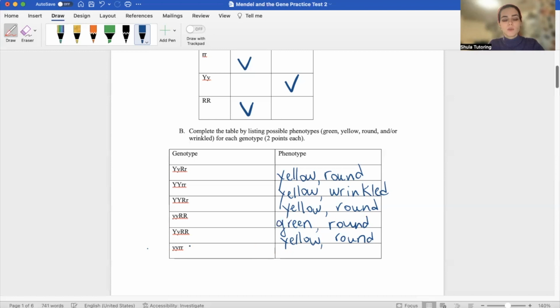And finally, we have a completely homozygous seed for those two genes. So the color is going to be green and the shape is going to be wrinkled.